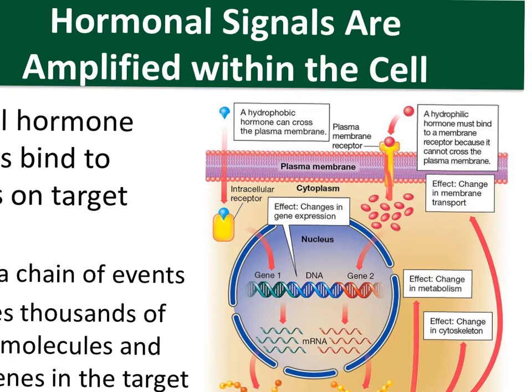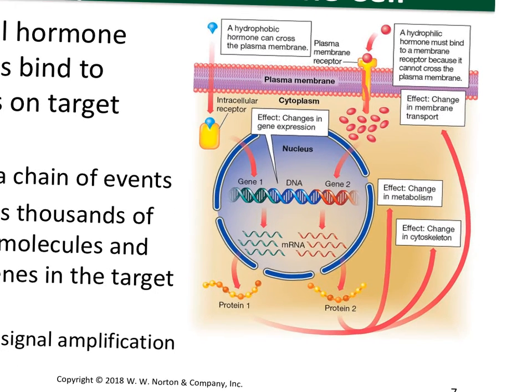Okay, and then so this is in the membrane transport. And then these hormones on the inside can then control gene expression. So here we are, gene expression, and then change in metabolism as other proteins are made. So we start with these.